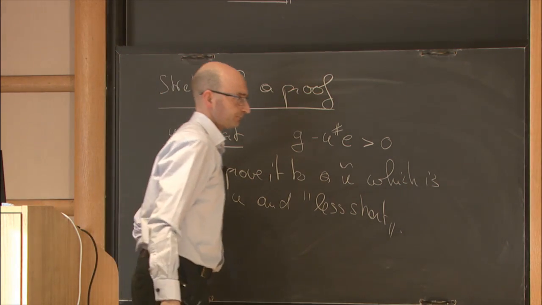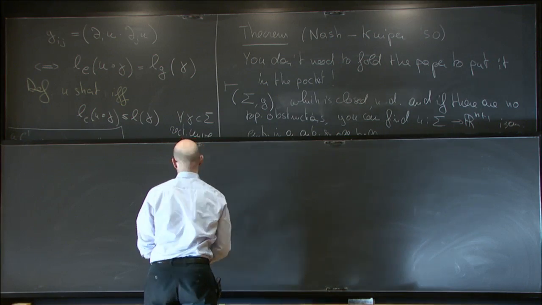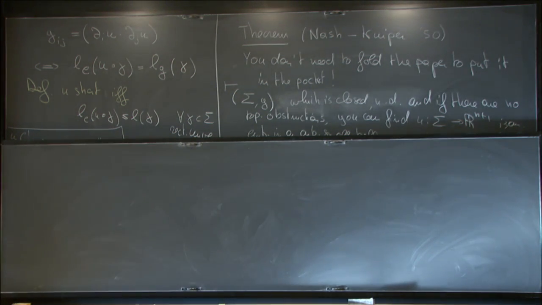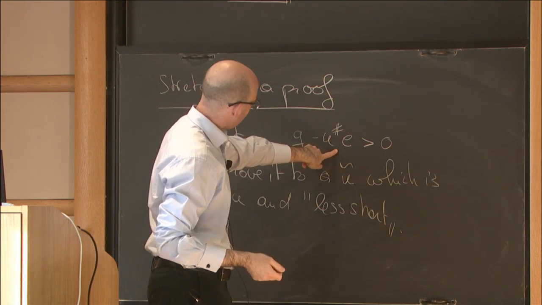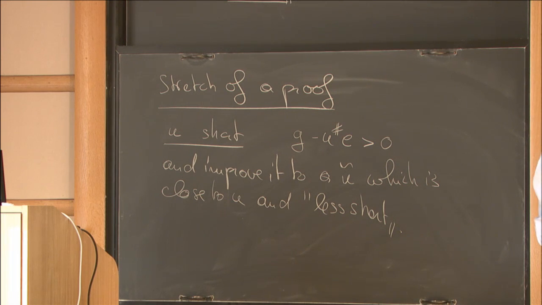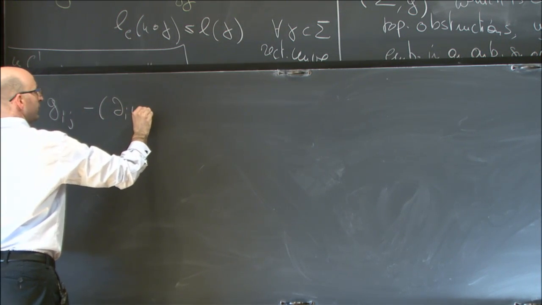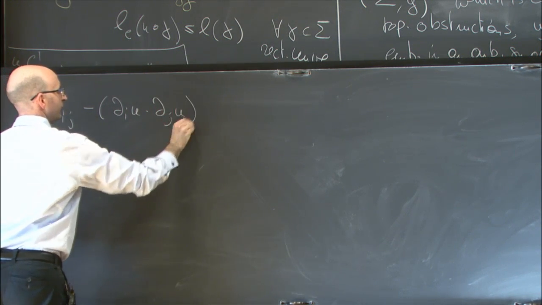Okay, so let me give you the basic idea. First of all, what I'm going to do is the following. So G minus U sharp E, if you want, I'm, after all, just a bloody analyst. So I will think about this, in coordinates, as a symmetric matrix.